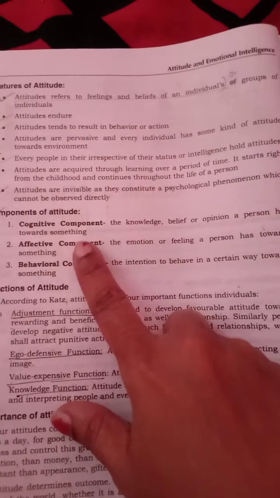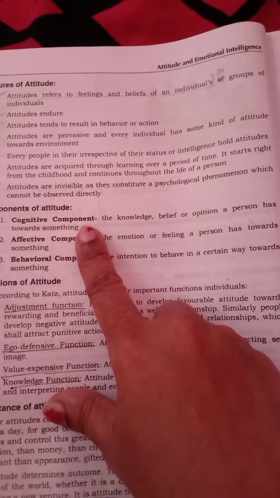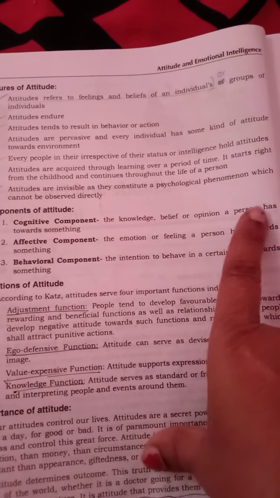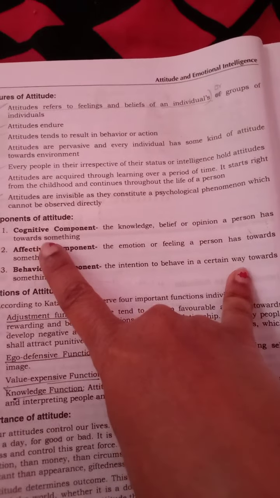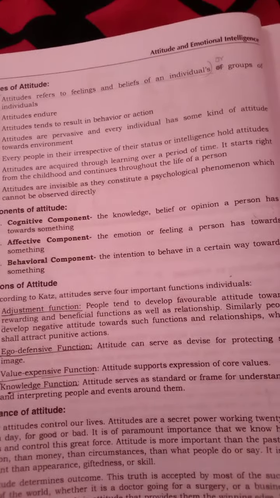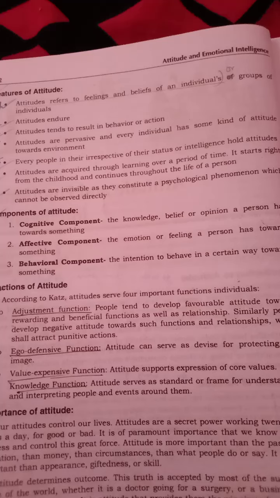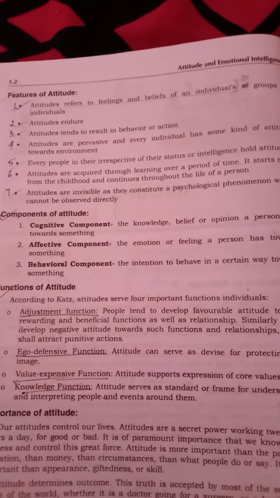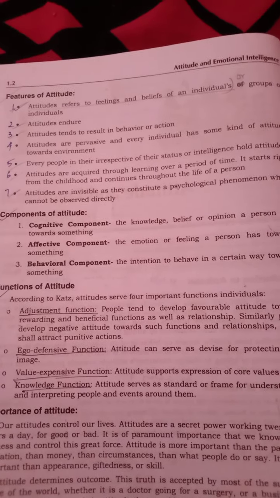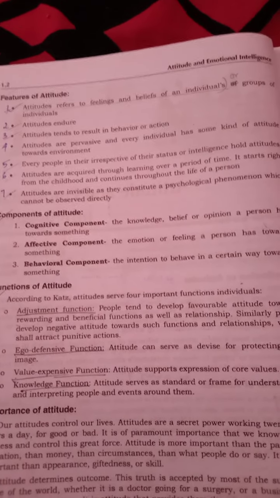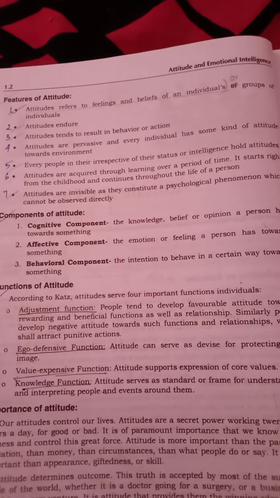The first one, like I said, is the cognitive component. Under the cognitive component you have the knowledge, belief or opinion that a person has towards something. This is one of the important components which makes up your attitude. So what do you mean by the term knowledge?